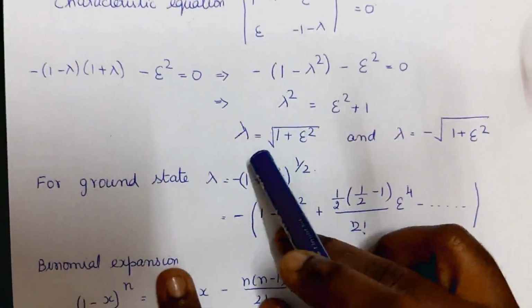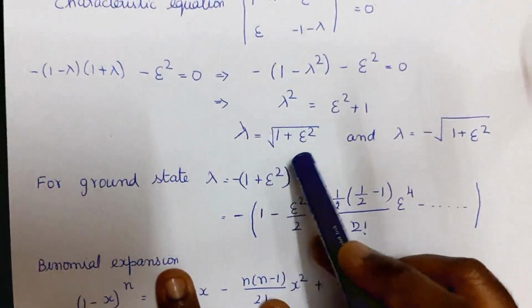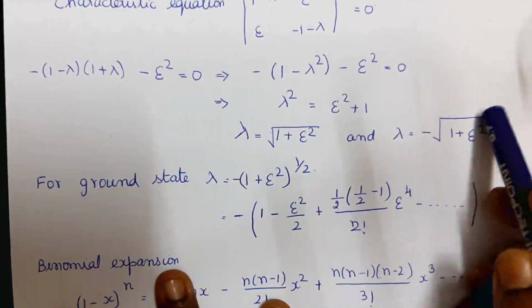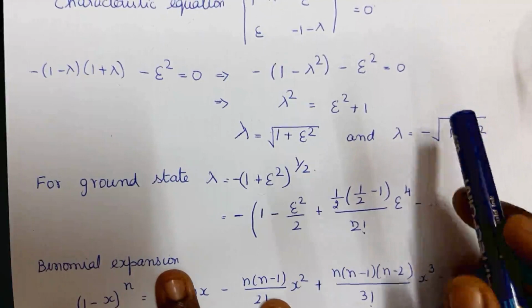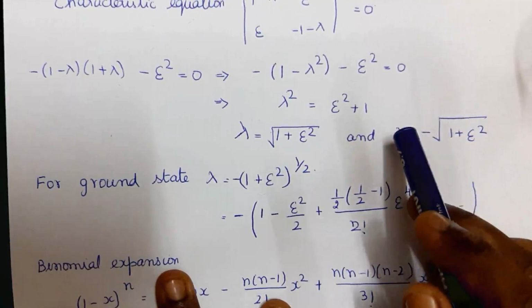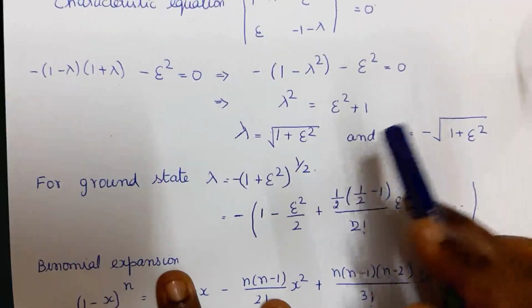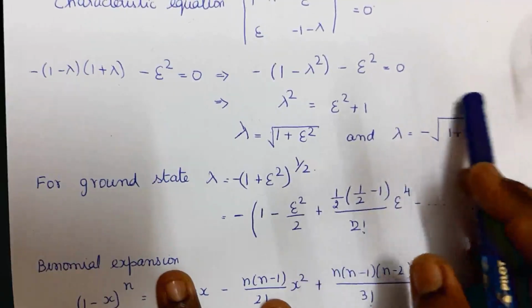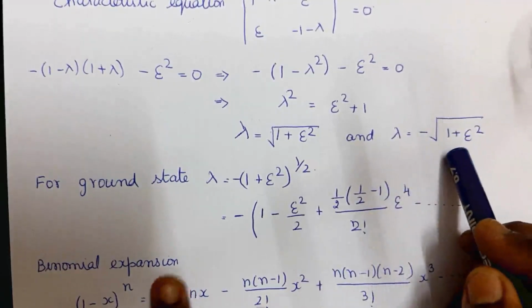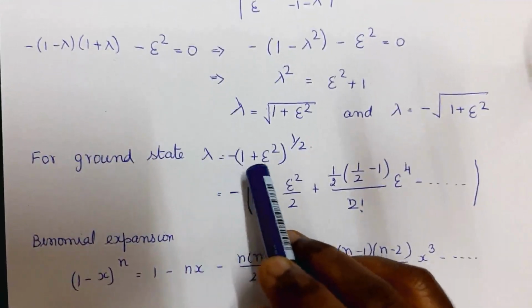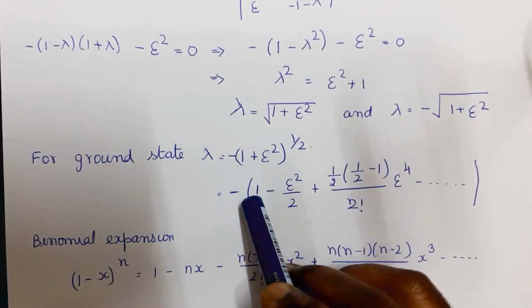By solving this, we will be getting two values for lambda. That is, lambda is equal to root of 1 plus E square and lambda is equal to minus root of 1 plus E square. In the question, they have asked us to find the ground state energy contribution, fourth order. So, among these, the ground state value is the one which has the lowest value. So, ground state lambda is equal to minus root of 1 plus E square.